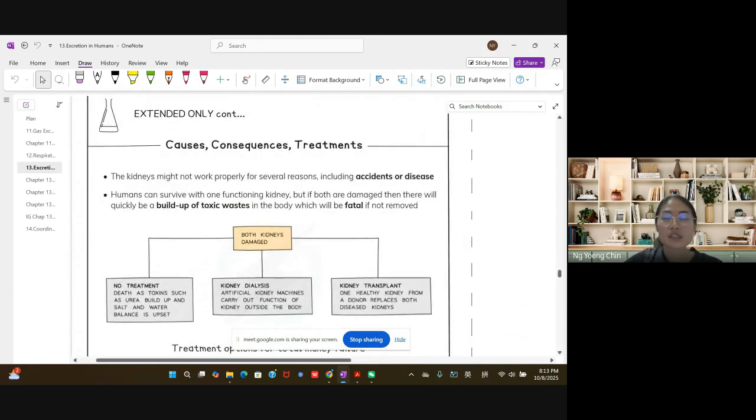Maybe you can imagine, if one day you have kidney failure, which means your kidney cannot work properly, what will happen to you? It means your body is unable to remove the toxic substances in your blood. They cannot be removed. That's why you need assistance from a machine to help you remove the waste products from your blood.